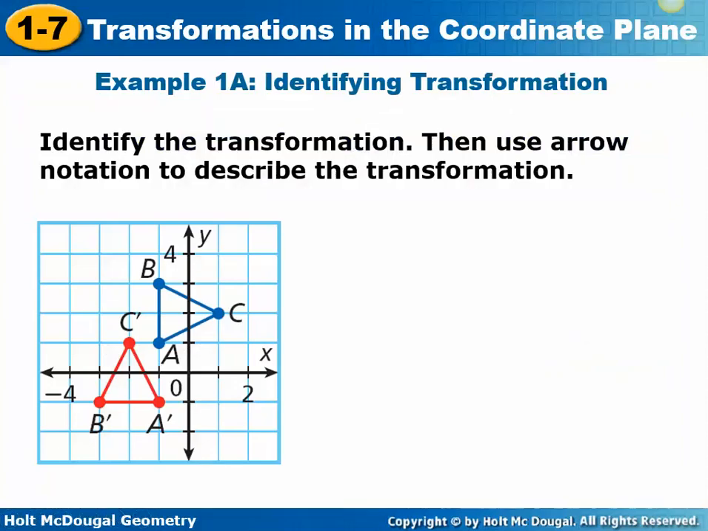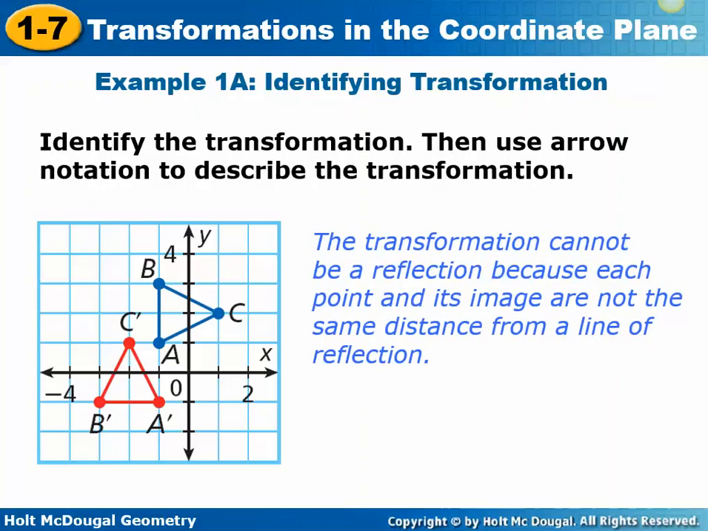All right, so our first example says to identify. We are going to name it and say how it changed, and then we'll use arrow notation to describe it. So the first thing we have to figure out is, is this a translation? Did it slide? Is it a rotation? Did it turn? Or is it a reflection about a line?